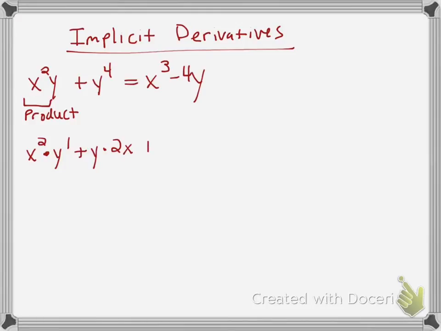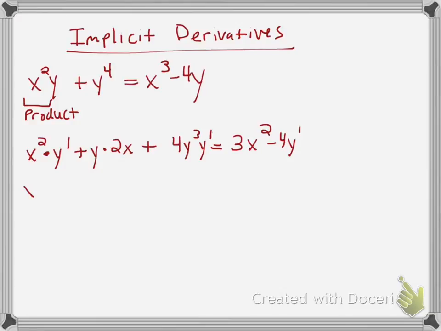All right, now we need to take the derivative of y to the fourth. So you're going to use your power rule. Gets us 4y cubed. But remember, we need to multiply that by y prime. All right, the derivative of y is still going to get us y prime. That should be equal to the derivative of x cubed is 3x squared minus the derivative of 4y is going to get you 4y prime. Remember, the derivative of y is just y prime. Now we have three separate y primes.